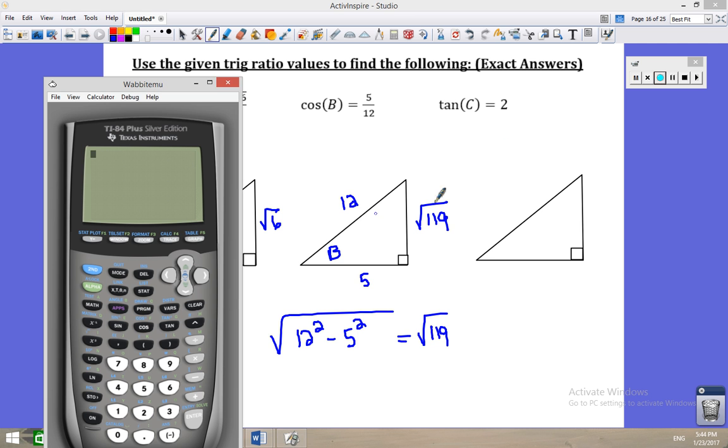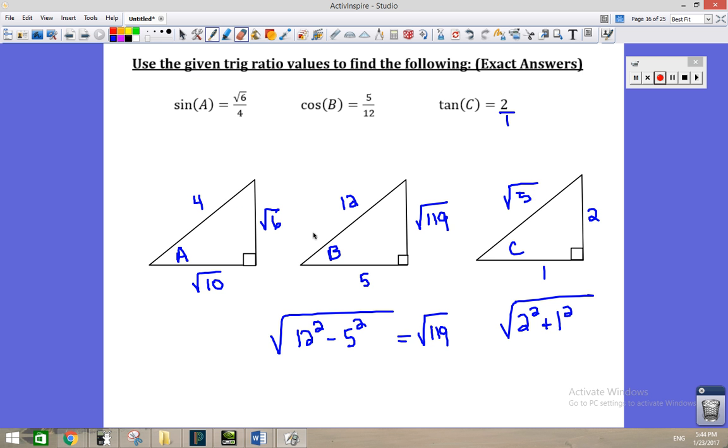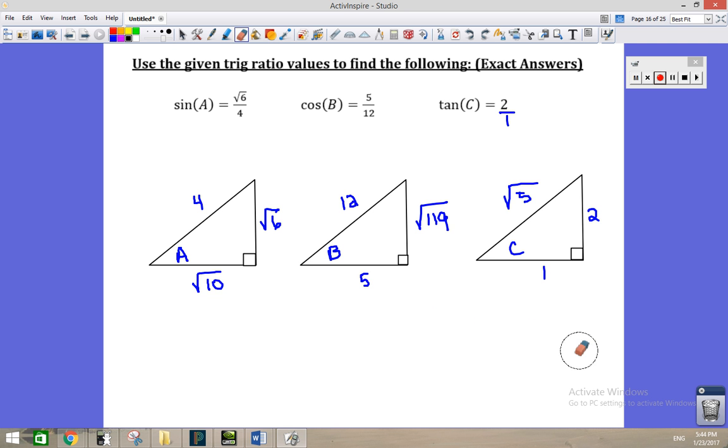And then C, let's look at 2 as 2 over 1. The opposite leg over the adjacent leg. And by the Pythagorean theorem, the hypotenuse is the square root of the sum of squares of the legs. 2 squared plus 1 squared, hey, that's 5. So these are the 3 triangles that we're going to use in all of these. And I've already pasted the appropriate triangle to the problem. So let's go through these then.